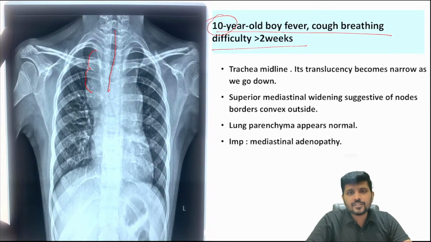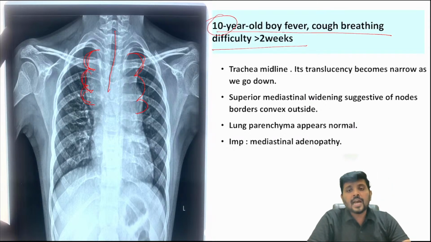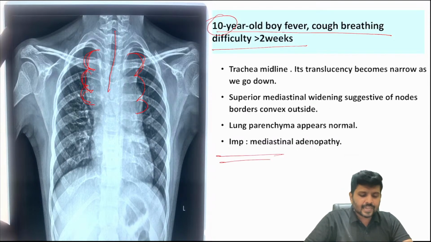You will not see thymus in children more than 5 years. And when you have this kind of opacity around the paratracheal region, and you have this opacity margin convex out, I repeat, convex out means this is a case of hilar adenopathy, and it can be either a lymphoma or a case of tuberculosis. This is a case of mediastinal adenopathy.